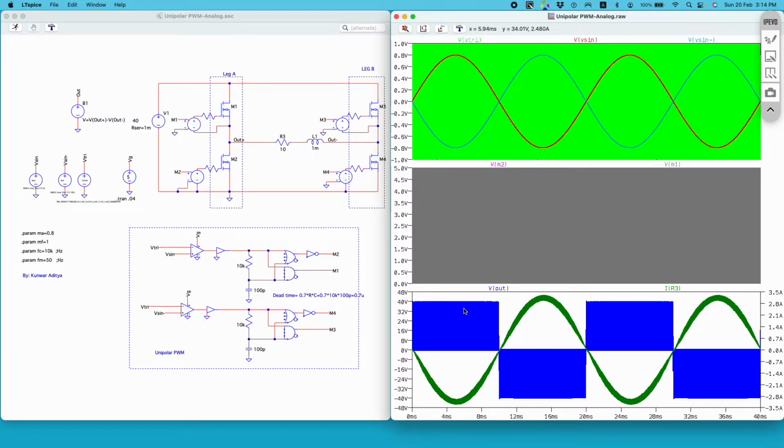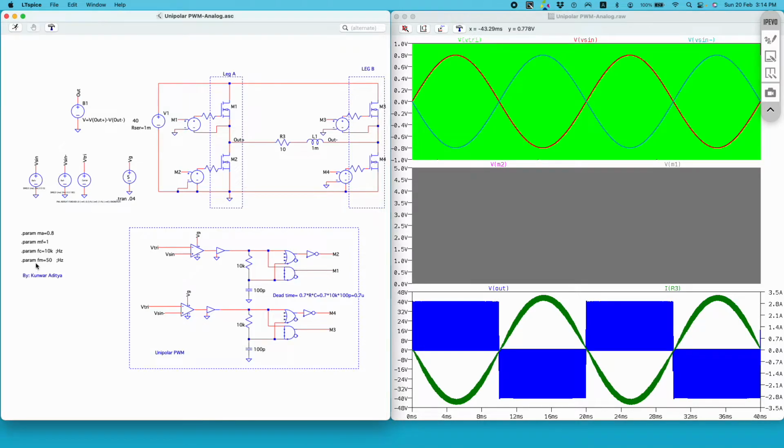In the bipolar PWM, your output voltage switches between minus DC link voltage and plus DC link voltage. But here in unipolar, your output voltage switches from 0 to DC link voltage or from 0 to minus DC link voltage. So that's why it is called the unipolar PWM technique.